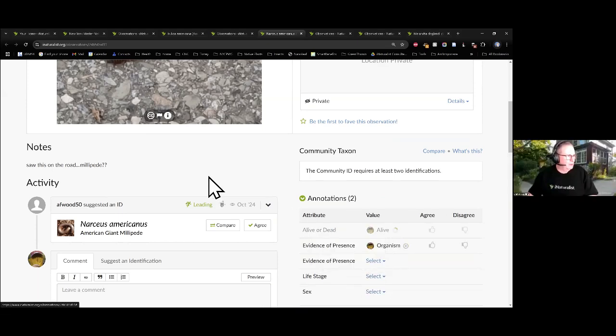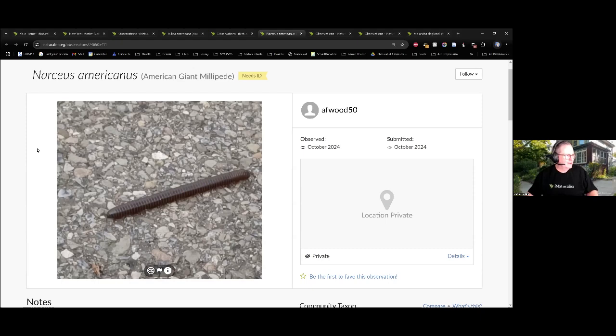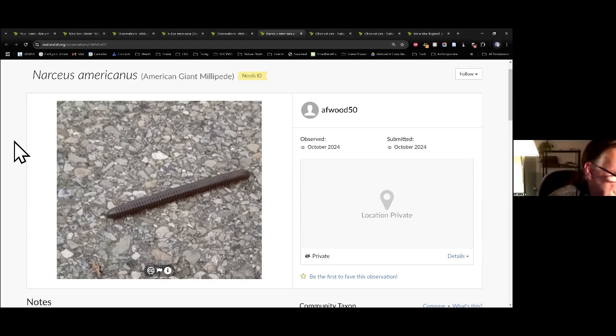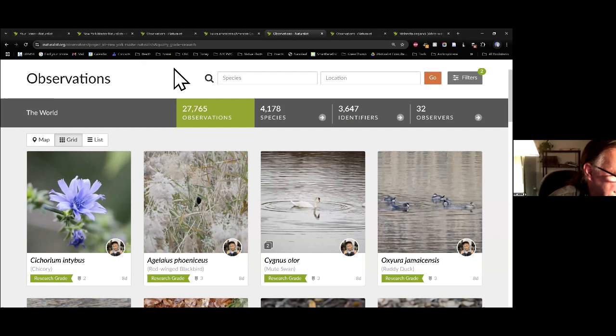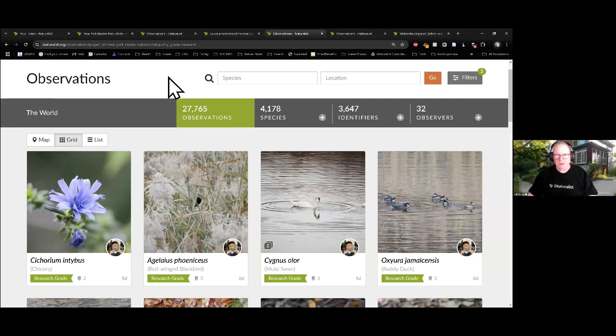We could even say there's an organism. It appears to be alive, but I can't really be sure. Yep. It looks like it's crawling. I was on the street. All right. Great. Thank you. Oh, and I saw the blister beetle. I know that's a blister beetle too. Yes. So great.